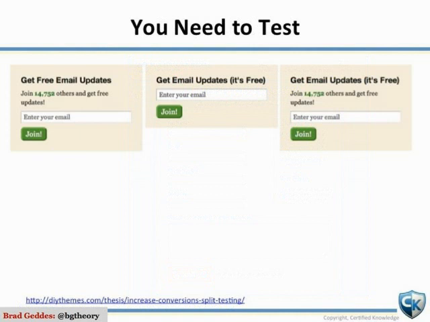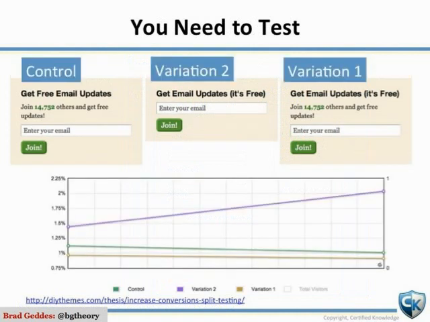This is what you need to test, because what happened was the variation without social proof, the middle one, which is the purple one, had a much higher conversion rate. So conversion rate for that one ended up at almost 2%. The others around 1%. Well, that's double. That's a really big difference in conversion rates. So you do need to test things because sometimes social proof does work well. Sometimes it does not work well.